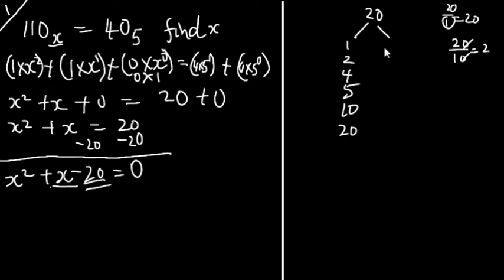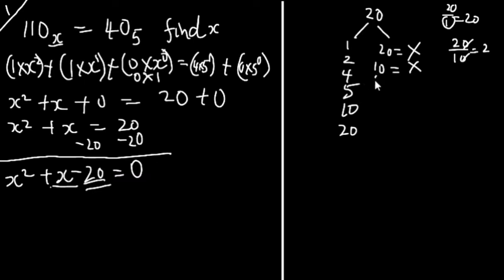Now 1 times 20 is going to be 20. 20 minus 1 is going to be 19. 1 plus 20, 21. So this cannot be the two numbers we are looking for. Now 2 times 10 will be 20. 2 plus 10, 12. 10 minus 2, 8. So this is not what we are looking for.